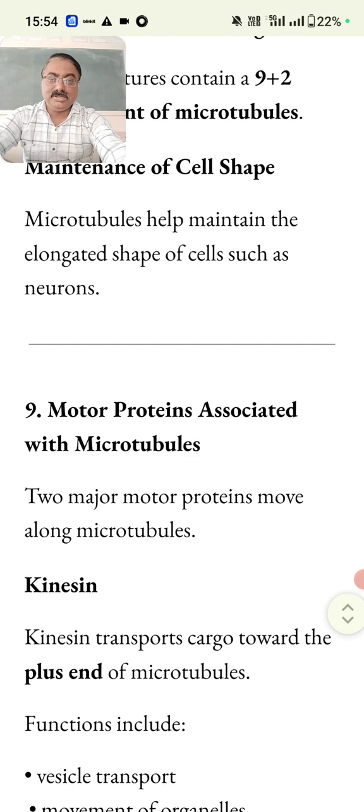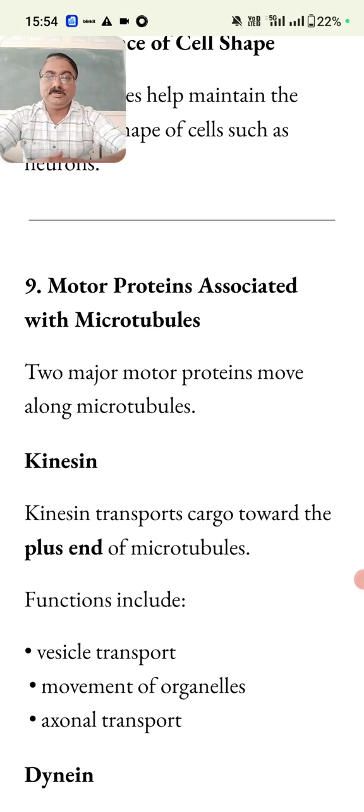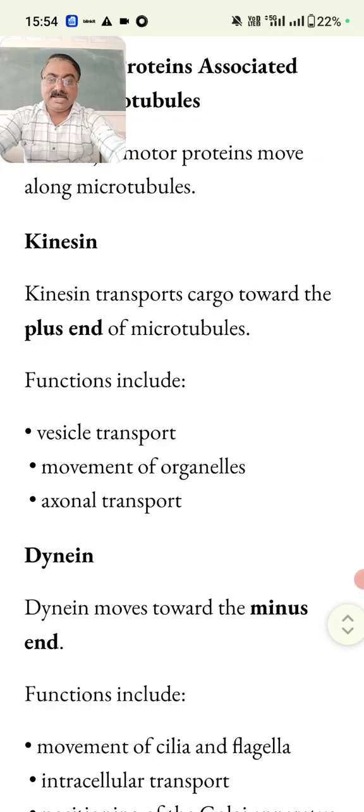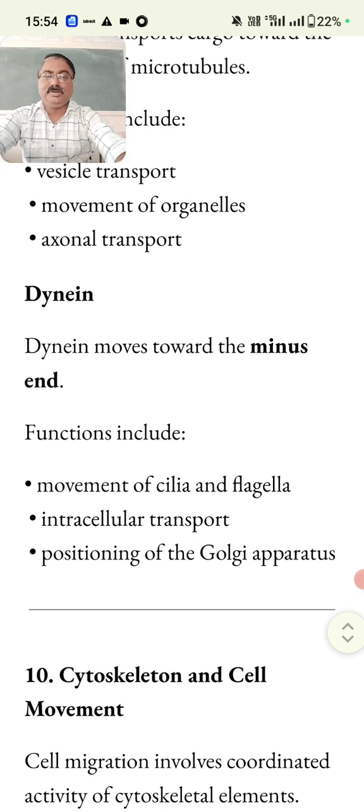Motor proteins associated with microtubules. Two major motor proteins move along microtubules. Kinesins: kinesin transports cargo towards the plus end of the microtubules. Functions include vesicle transport, movement of organelles and axonal transport. Dyneins move toward the minus end. Functions include movement of cilia and flagella, intracellular transport and positioning of the Golgi apparatus.